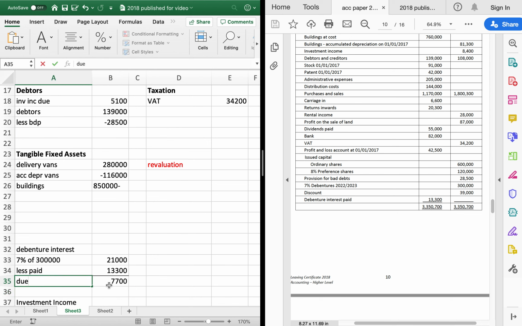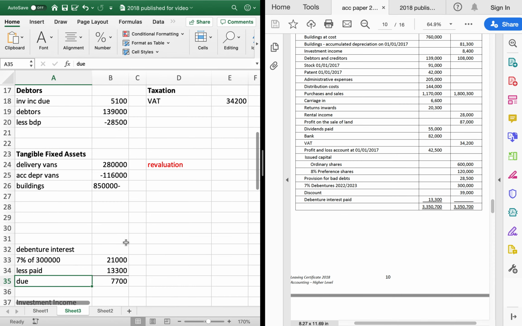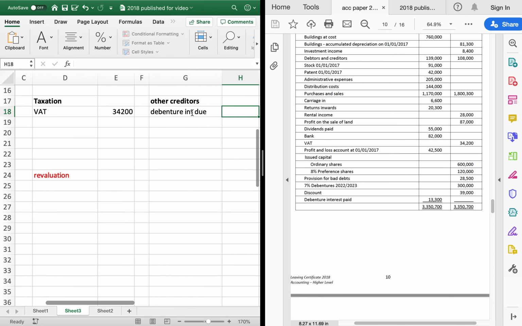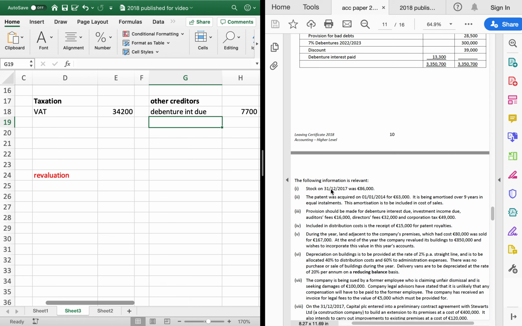that needs to go into your other creditors. So normally go in your balance sheet in creditors as debenture interest due. There's no spot for it in a published account. It's not a trade creditor, it's not dividends due, it's not tax due, so it has to be other creditors. So that's 7.7. Goes in. So that's everything in once from there. We're going to end it down to the bottom now. And all of these, there's a couple of little workings that go in, but all of these go in twice, once on each page.